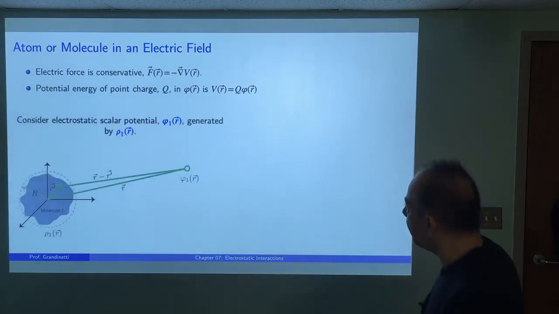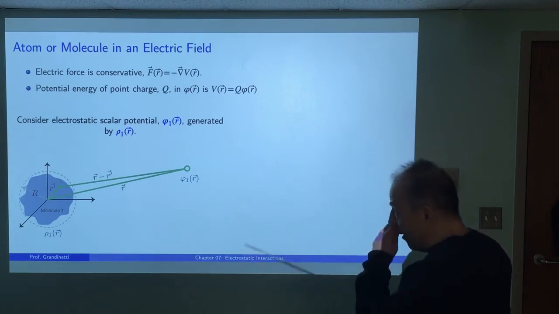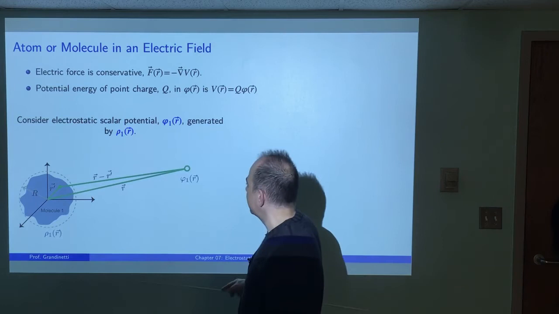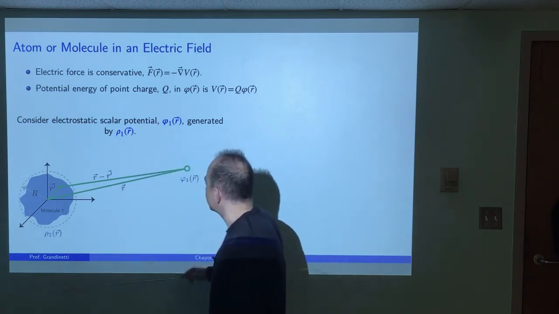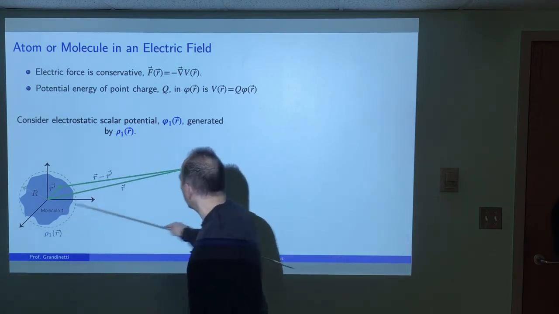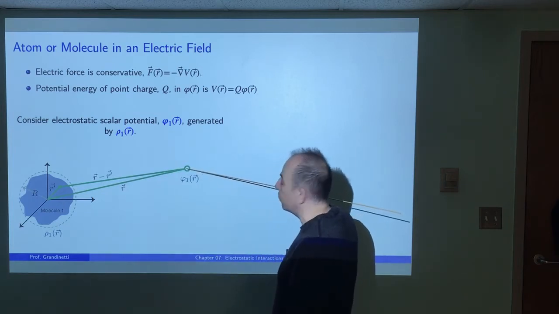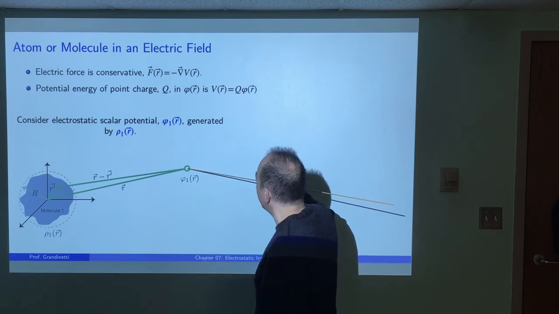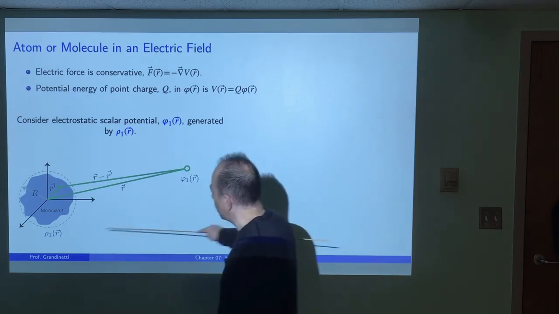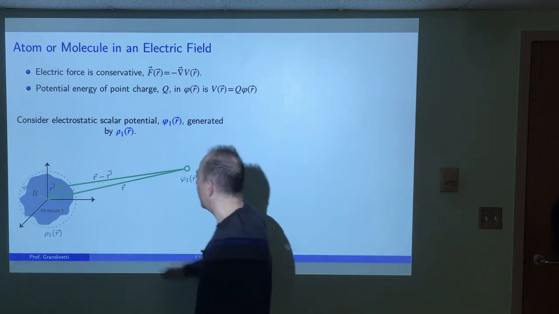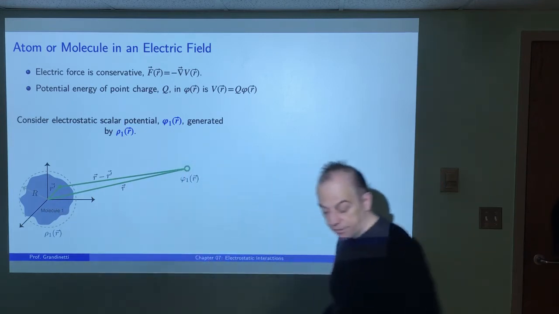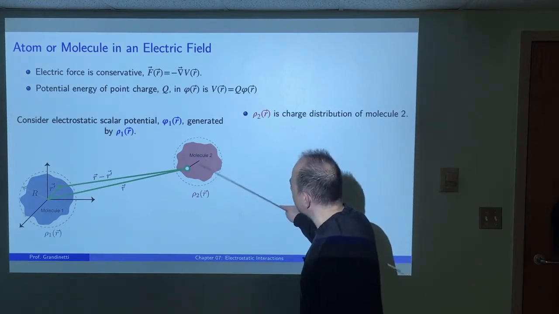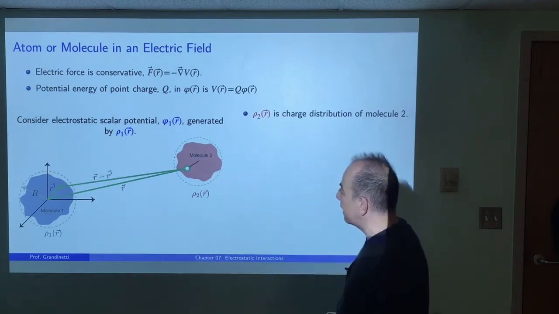Okay, now we've already learned that some molecule, which has some charge density, I'm going to call this molecule 1, and say its charge density is rho 1, will generate an electric field or scalar potential here at this point in space. We know how to calculate this in terms of the moments: the charge, the dipole moment, and the quadrupole moment of this molecule. But what we're interested in now is what this molecule does in the presence of this electric field.